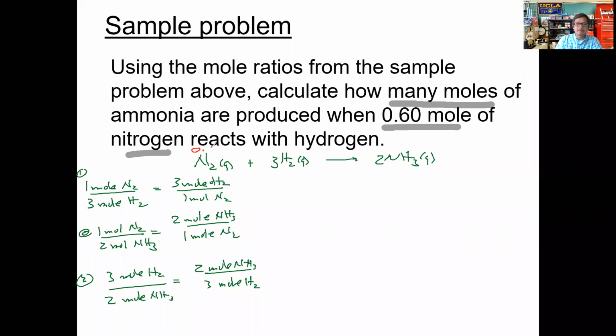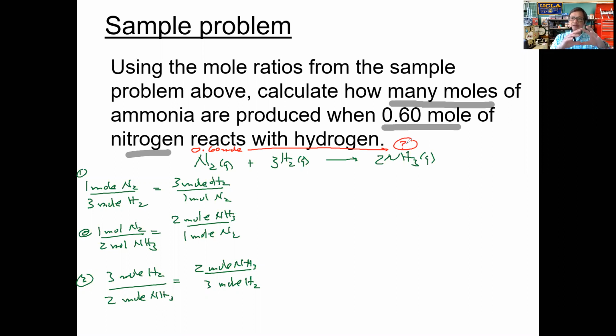They're asking us if we have 0.6 moles of nitrogen. So this is the conversion now. These problems are essentially conversion problems, folks, because they're asking us if we start out with 0.6 moles of nitrogen, how much ammonia will be produced. Does this ring a bell to you, folks? And it should, because this is a conversion problem.